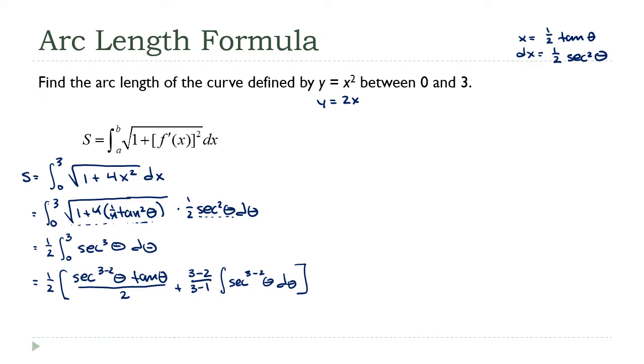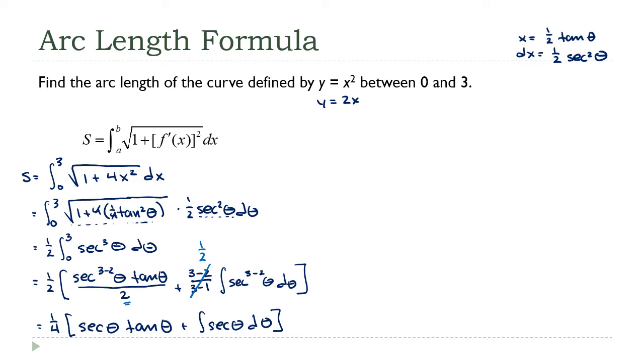This fraction here is 1/2. So I have a 1/2 there and a 1/2 here. I'm going to pull those out and make this 1/4 secant theta tangent theta plus the integral of secant theta d theta. Okay.